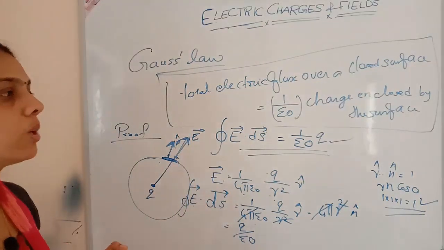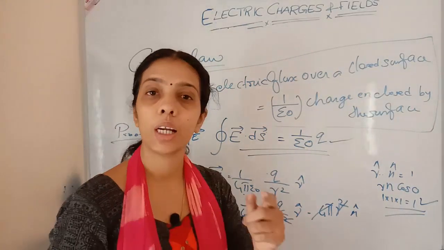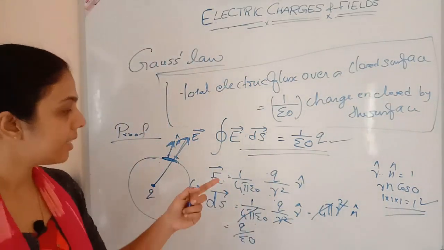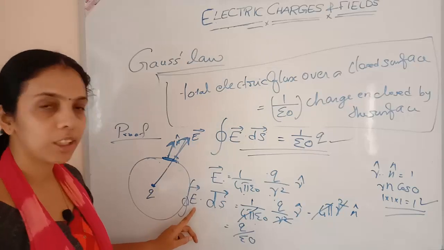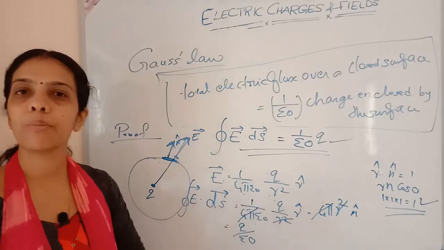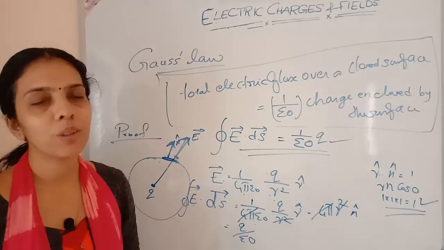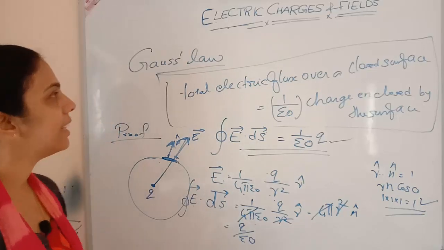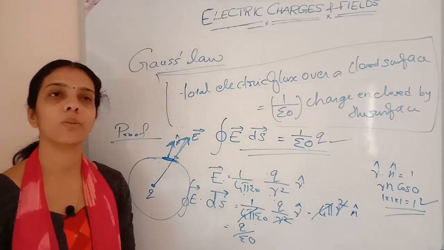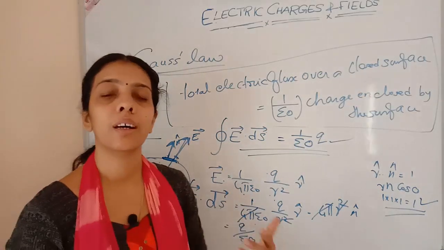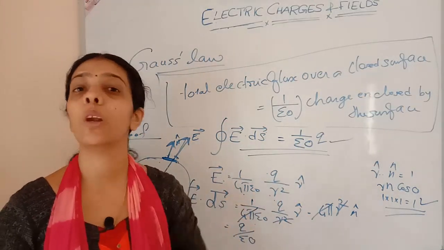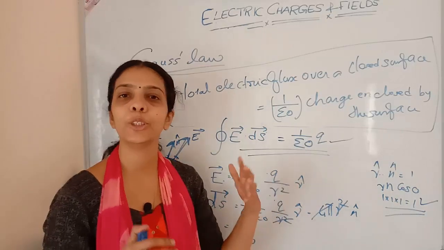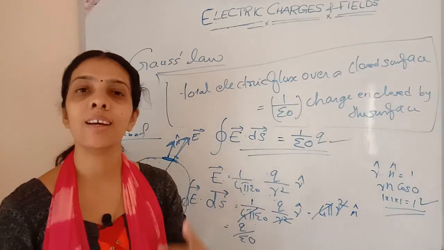And this Gauss law has a 1 by r square dependence, because Gauss law depends on E, and E is inversely proportional to r square. So inverse square dependence is there for Gauss law also. Clear? So from this Gauss law we can prove Coulomb's law. These are the two main laws which we study in the first chapter.